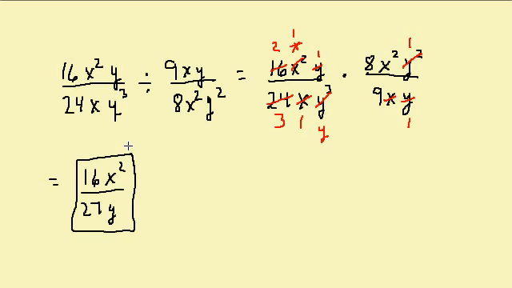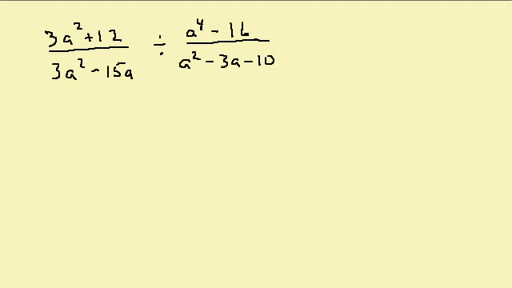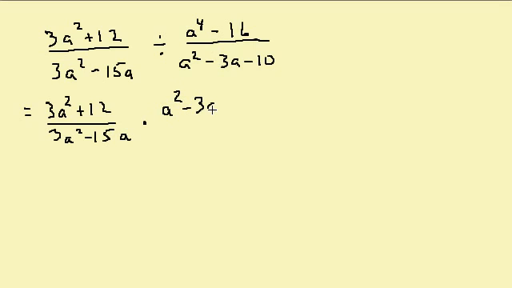Alright, let's take a look at another one. Once again we're going to change this to multiplication. So this is 3a squared plus 12 over 3a squared minus 15a times the reciprocal of this. So that's a squared minus 3a minus 10 over a to the 4th minus 16.